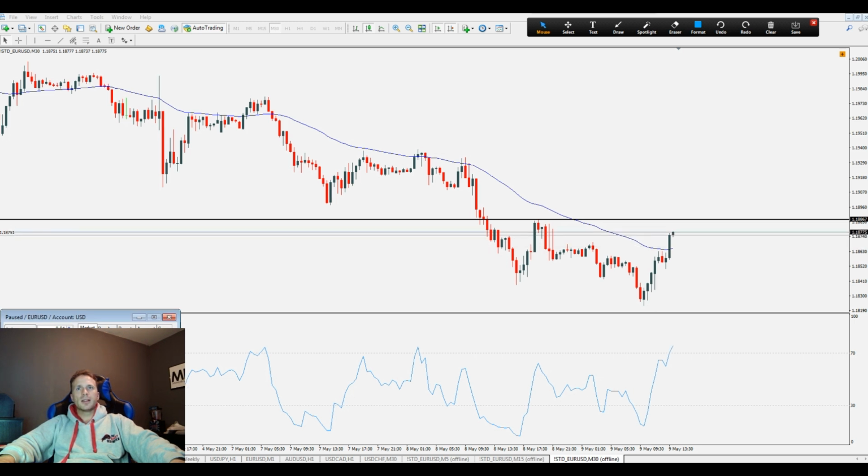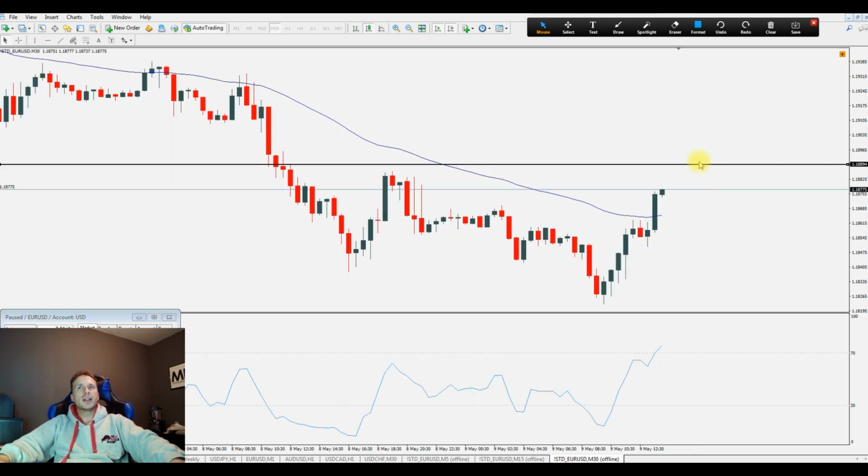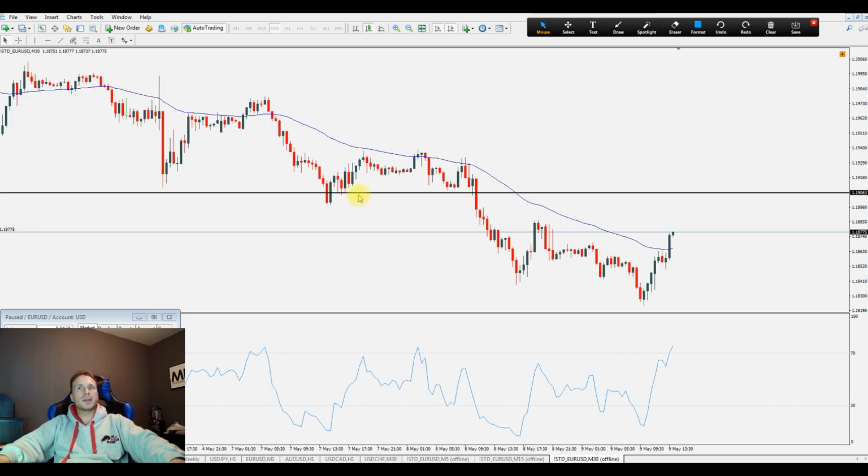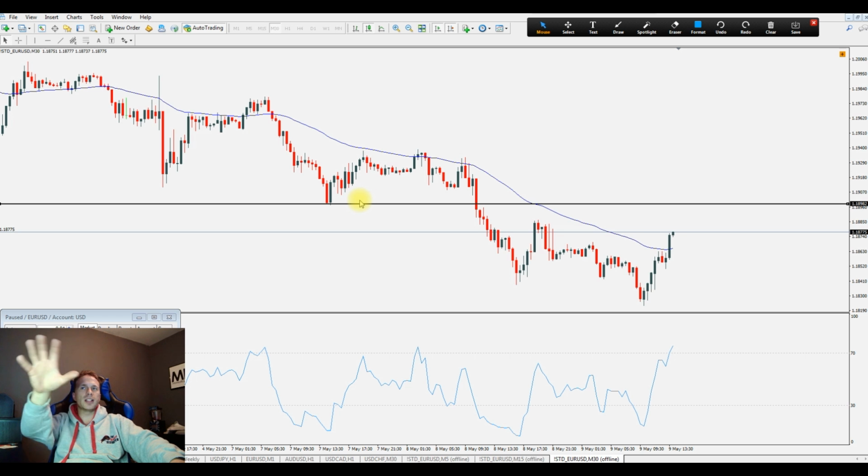Now what I would do in this occasion, everyone, is because we're clearly pulling up, I'm going to bring my take profit up to the next resistance line, which is going to be here. Constantly support and resistance, stop losses, take profit at support and resistance.